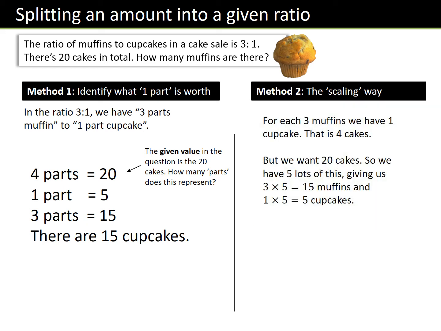So the scaling way. For each of the 3 muffins, we have 1 cupcake. There's 4 cakes, but we want 20 cakes. So we have 5 lots of this, giving us 3 times 5 is 15 muffins, and 1 times 5 is 5 cupcakes.